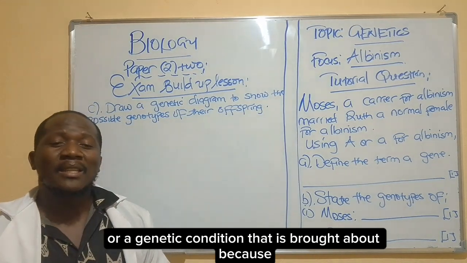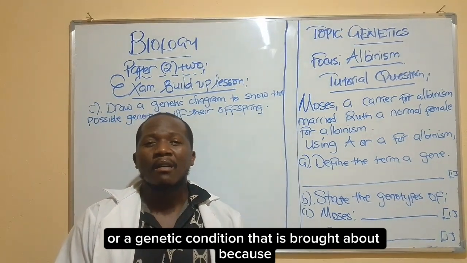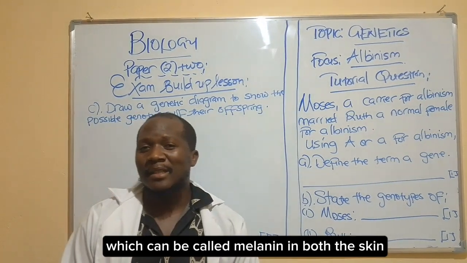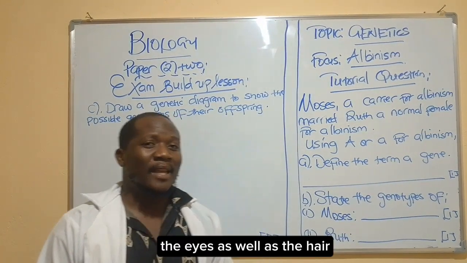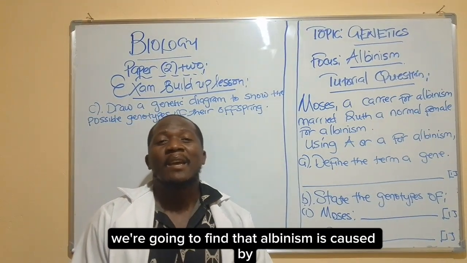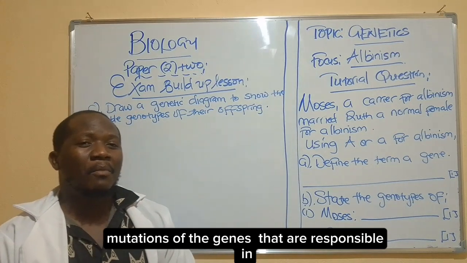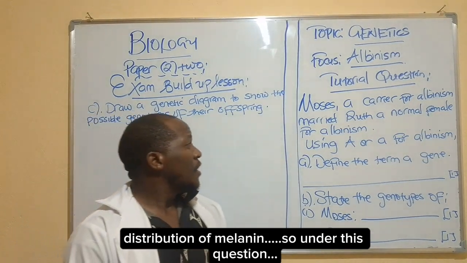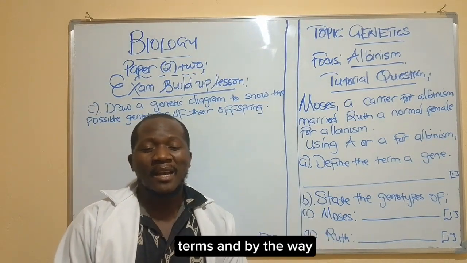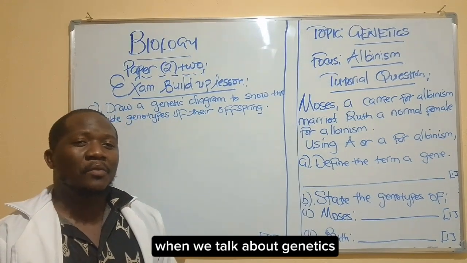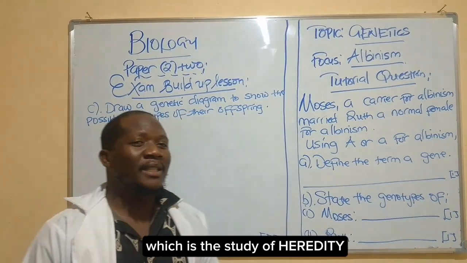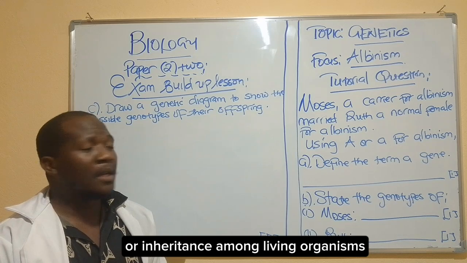a genetic condition that is brought about because of the lack of pigmentation, which is called melanin, in the skin, the eyes, as well as the hair. As a result, albinism is caused by mutations of the gene that is responsible for the distribution of melanin. So under this question, it would be important to understand certain genetic terms. And by the way, when we talk about genetics, we are talking about a branch of biology, which is the study of heredity or inheritance among living organisms.